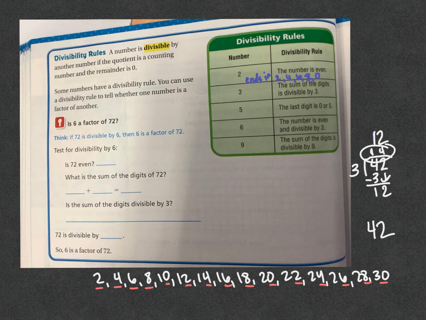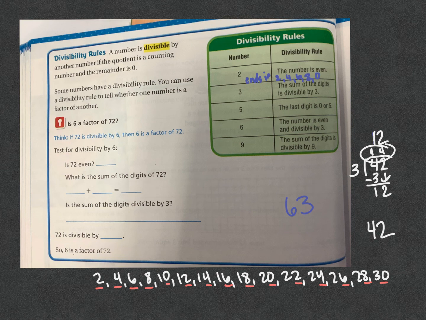Finally, for 9, the sum of the digits is divisible by 9. So this also is a new one to me. If I added them together, 4 plus 2 is 6. That's the sum of the 2 digits. 9 cannot be multiplied by anything to get 6, right? Let's find one that is. Let's do 63. If I add 6 plus 3 together, that is 9, and 9 times 1 does give me 9. So 63 is divisible by 9.